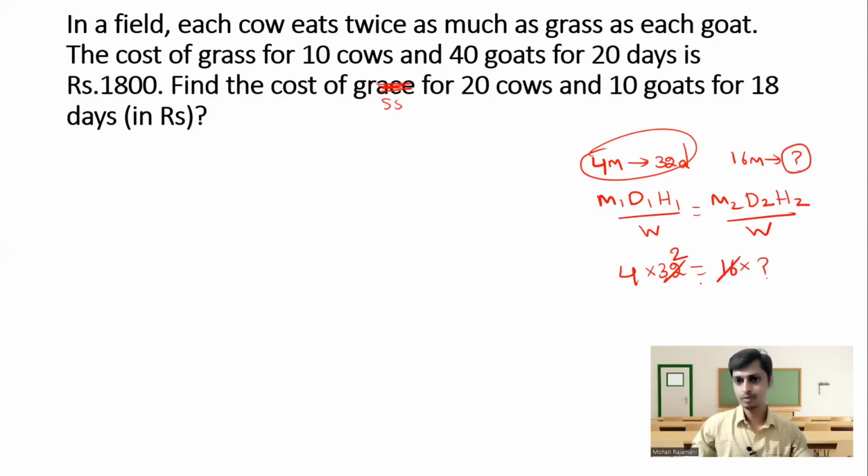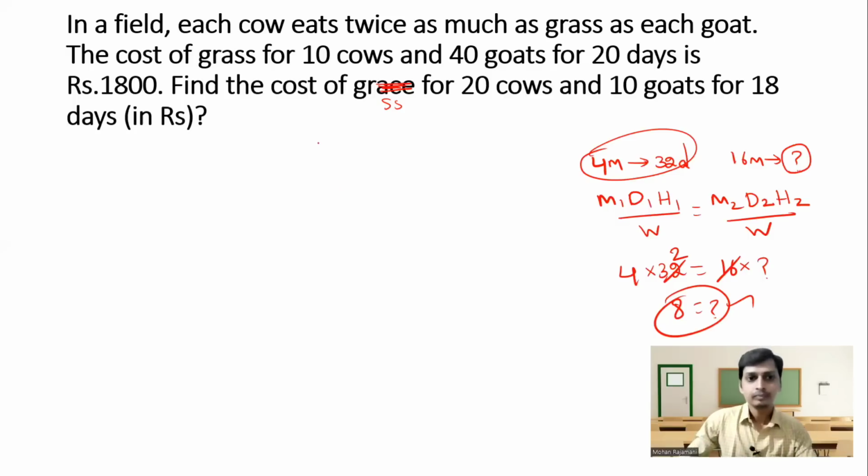16 times 2, you get 32. So 4 into 2, 8. Now you get 8. What is this 8? So 16 men will complete the job in 8 days. That is the actual meaning. So you can follow the same structure for this question. You have to understand this question is from time and work, right?